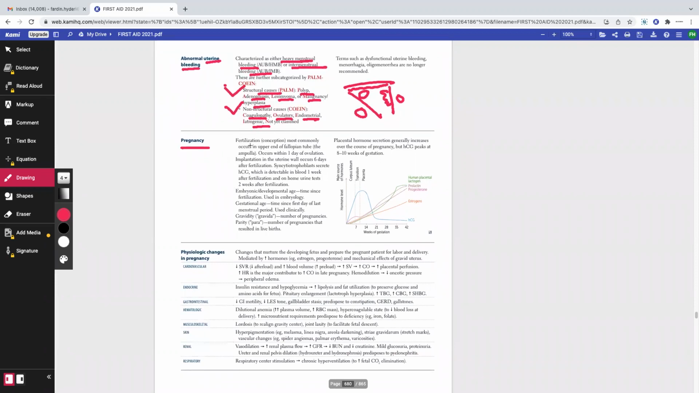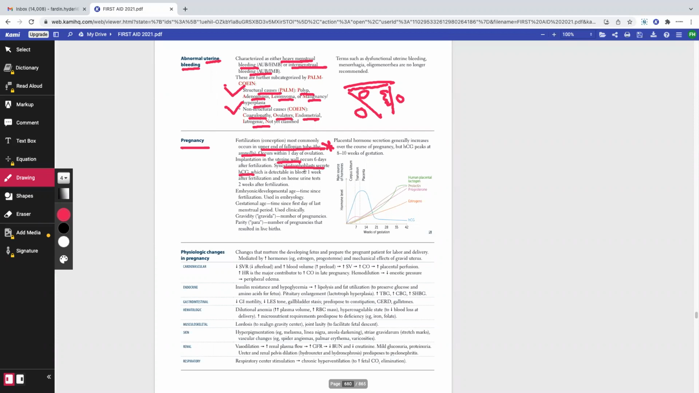Now, pregnancy. Fertilization most commonly occurs in the upper end of the fallopian tube. Very important line, please put your star mark for this: fertilization happens in the ampulla of the fallopian tube. After 1 day, you have implantation in the uterine wall, basically in the posterior uterine wall. And syncytial trophoblasts secrete HCG.